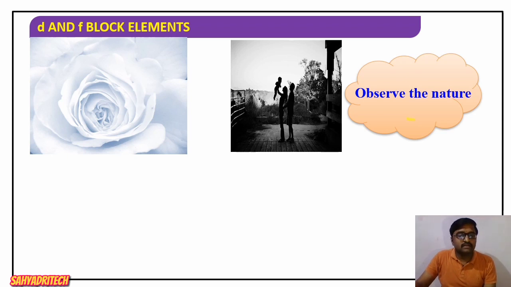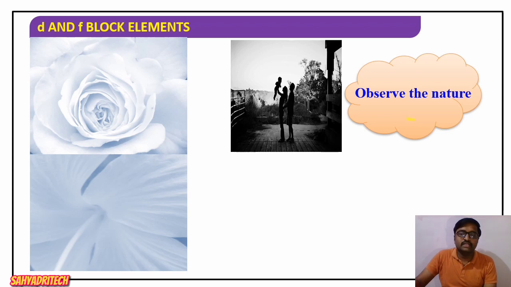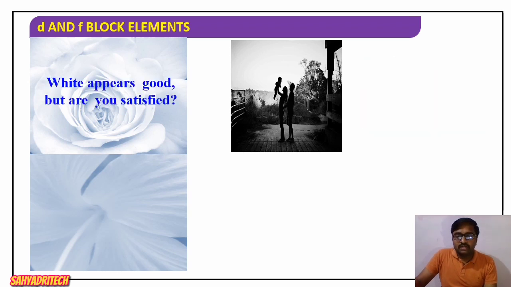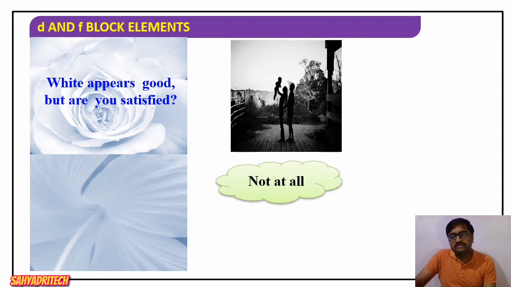We observe different colors. Now, if I consider a colorless substance, colorless means what? White, right? Yes or no? What do we call colorless? We call it white. When you think of white, yes, white appears good, but are we satisfied with only white color? Not at all, right? We are not always satisfied with white color. Colorless is nothing but a white one. It looks good, but we are not satisfied all the time.